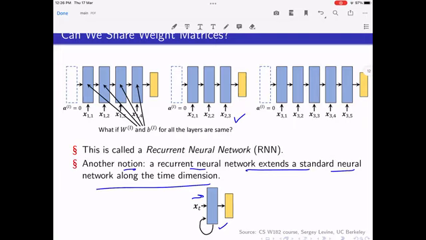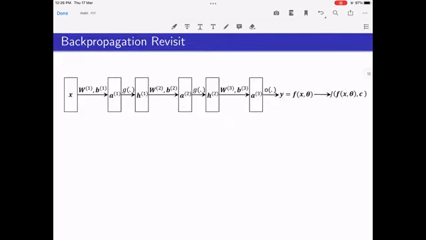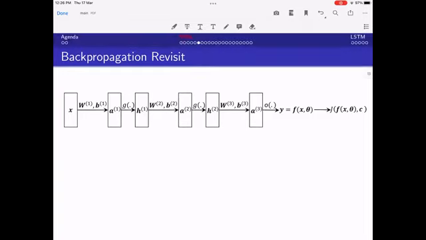Now, it is not super clear how we do back propagation for this. We have seen for normal neural networks how to do back propagation. We learned it, I think in topic 4 or 5. This was the figure that we used, right? So yeah, this is the normal neural network.